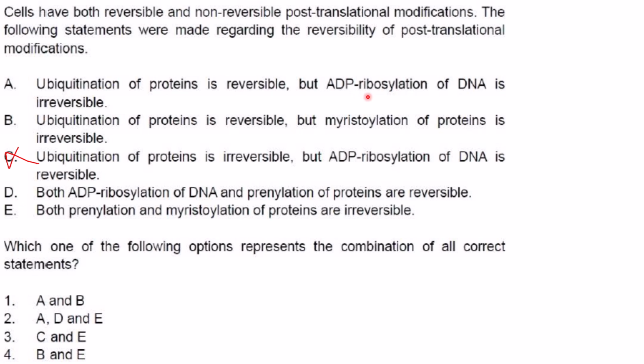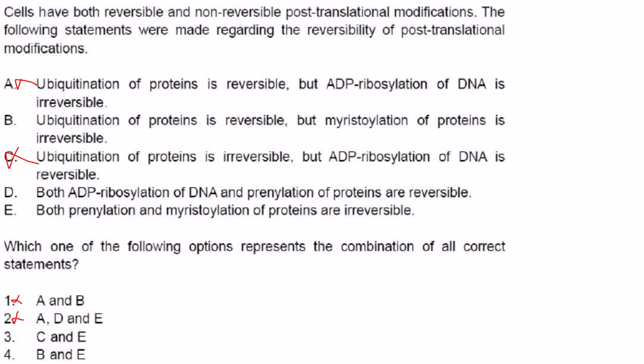Now see the other one, ADP ribosylation of DNA is irreversible. Now ADP ribosylation occurs at glutamic acid and lysine. It is also a reversible process. So ADP ribosyl transferase adds ADP ribose, and ADP ribosyl hydrolase removes the ADP ribose. So that makes option A the wrong answer. So that means you can happily mark 1 and 2 wrong.